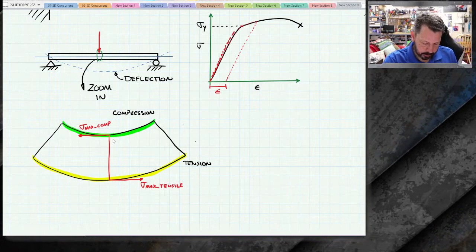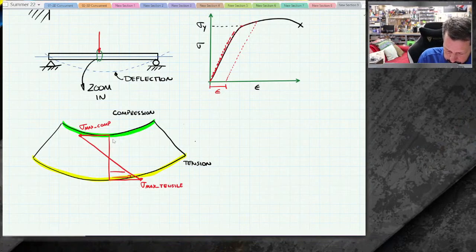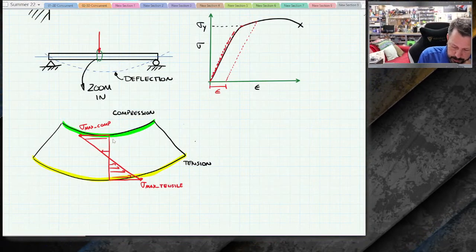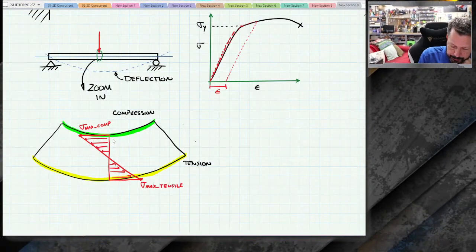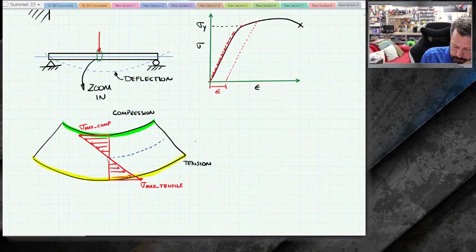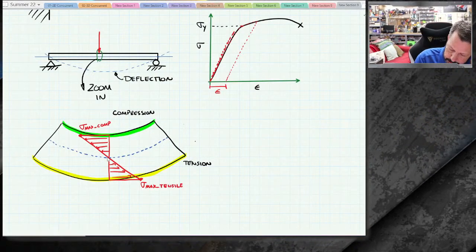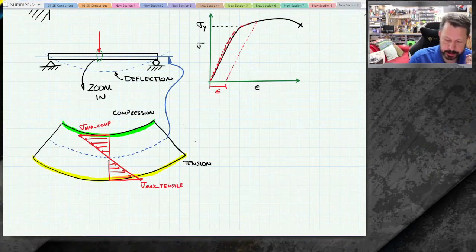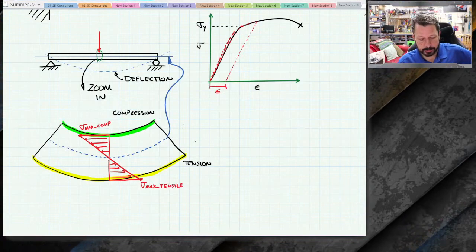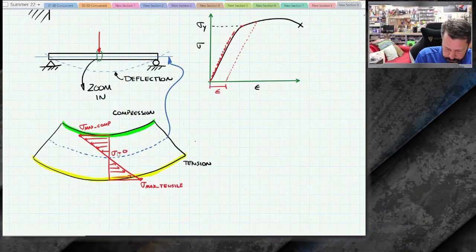And between those two points, it gradually gets less and less because I'm stretching it less and less. Over here, I am compressing it less and less. Somewhere in there, it's actually at 0. So this little dotted axis is the same as the original length, the original unbent, unflexed length of the thing. So there's actually 0 stress at this point in the middle.